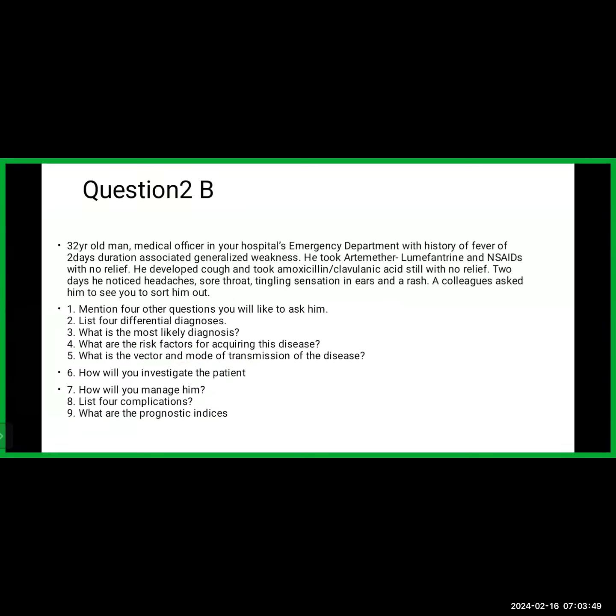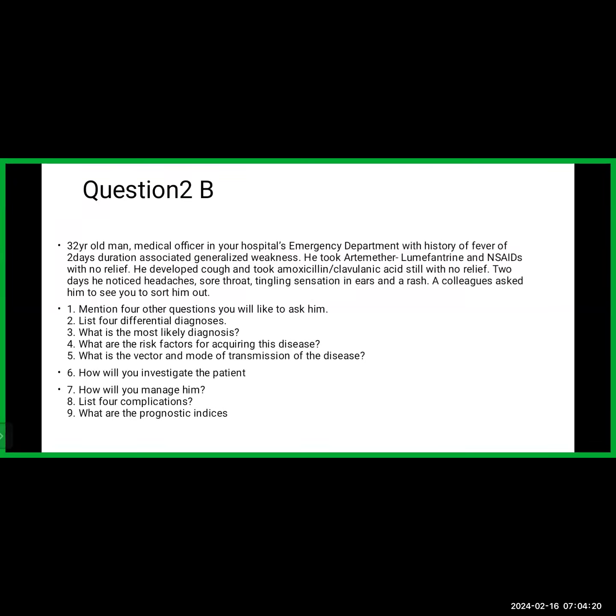A 32-year-old medical officer in your hospital emergency department with a history of fever of 2 days duration, associated with generalized weakness. He took artemether, lumefantrine, and NSAIDs with no relief. He developed a cough and took amoxicillin clavulanic acid, still with no relief. In 2 days, he noticed headaches, sore throat, tingling sensations in the ear, and a rash. A colleague asked you to see him to sort him out.